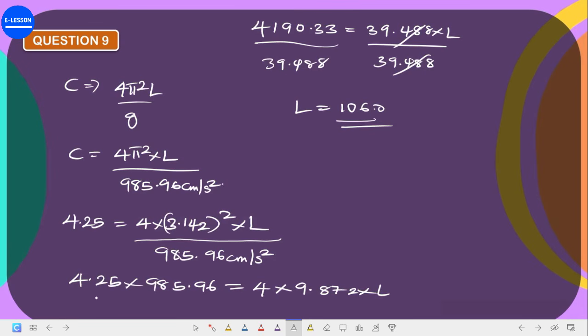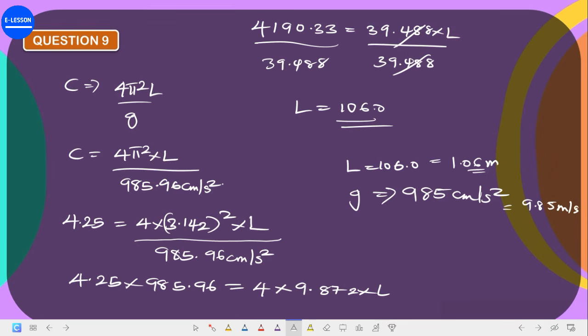So the physical constants here are what? L, which is 106.0, and then your G as 985 centimeter per second square. If you want to convert this to meter, divide it by 100. When you divide this by 100, it gives you 1.06 meter, while this will be 9.85 meter per second square. So that is the solution to that question.